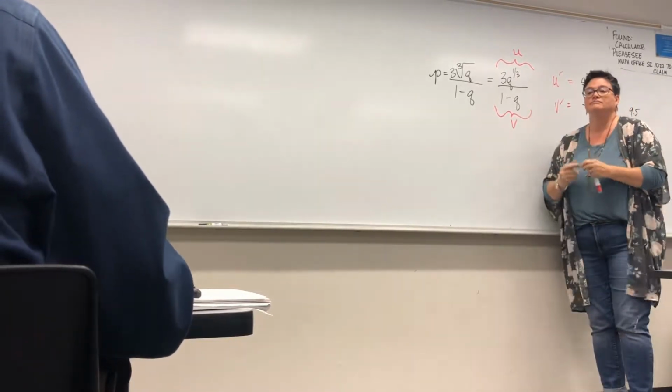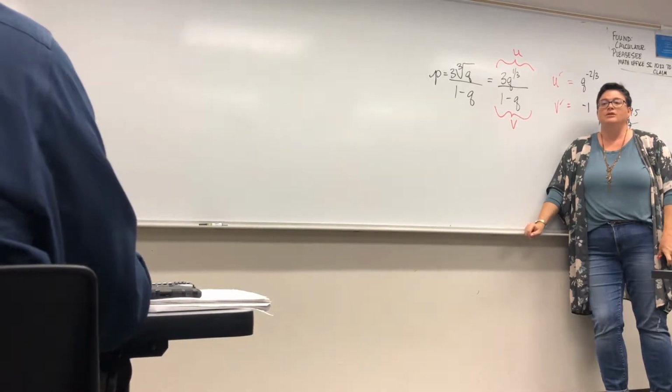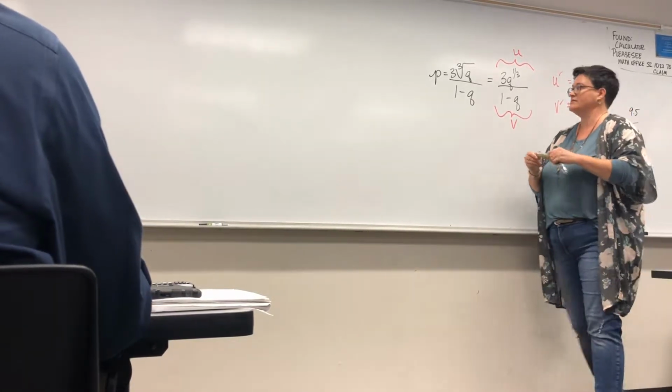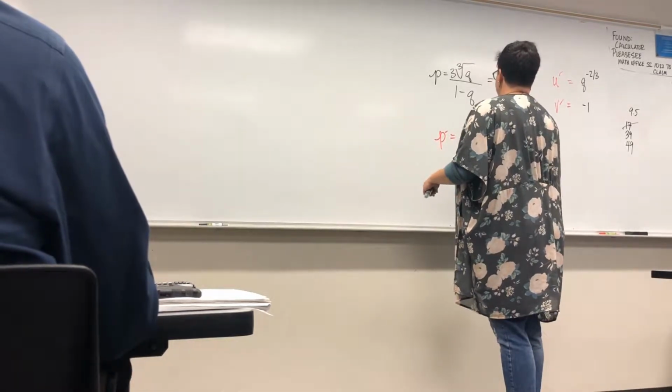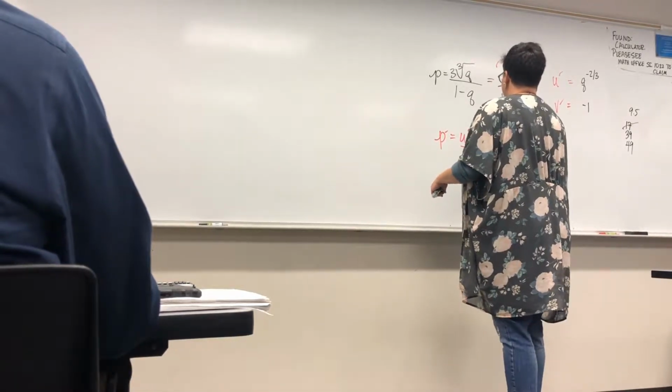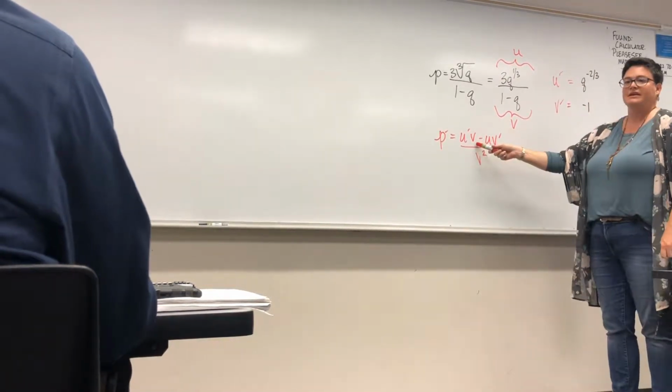Plug and chug. The formula is p prime is going to be u prime v minus u v prime over v squared. But I thought you didn't want us to simplify. Well, you have to at least get to there, and then you're done.